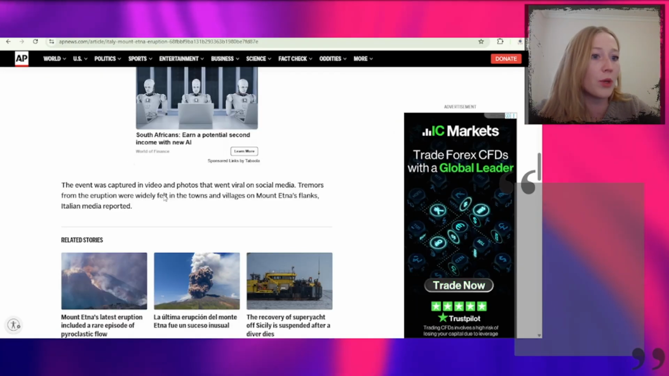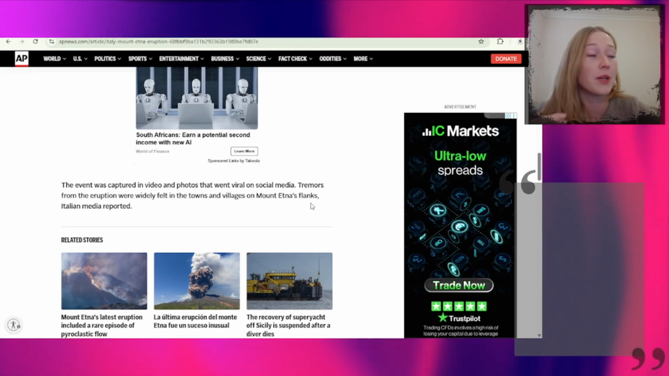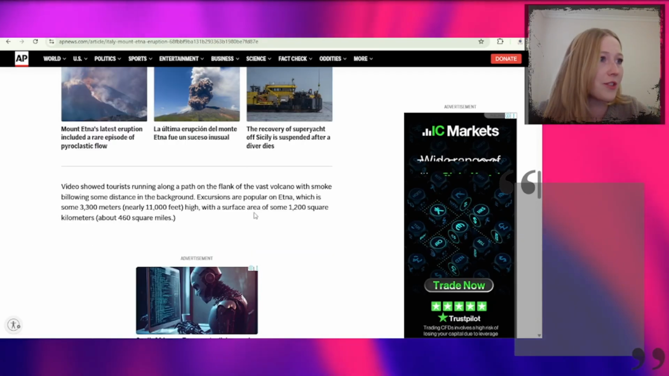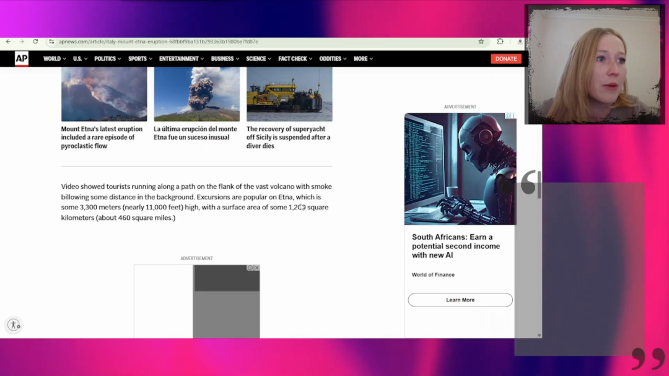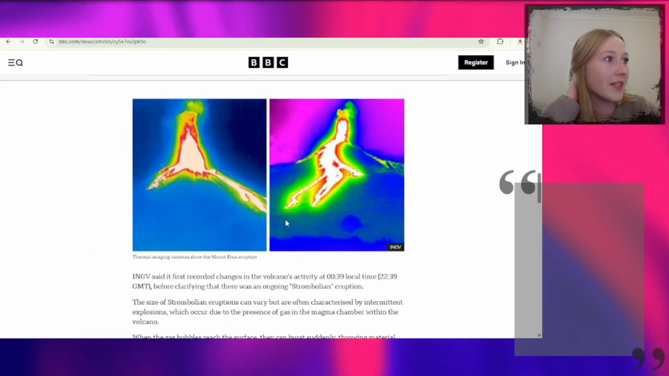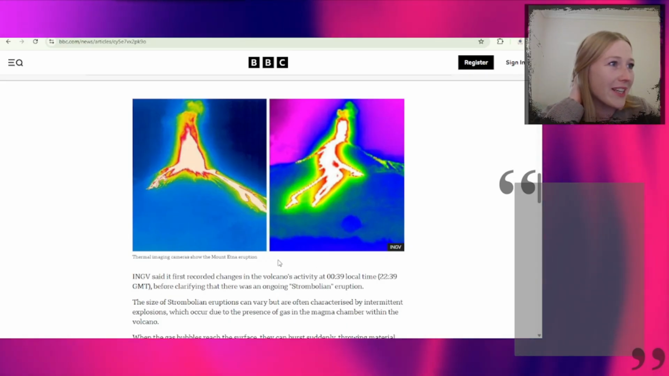But I think it was mostly documented by a lot of the tourists that were up there. Yeah, so loads of videos of tourists. They saw the eruption or they filmed the eruption and then you just had people running away. That's really cool imagery. Thermal imaging cameras show the Mount Etna eruption.